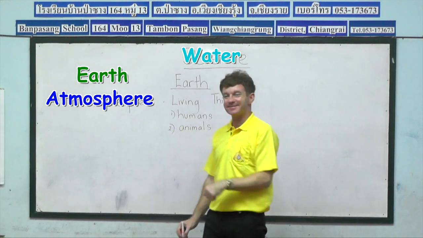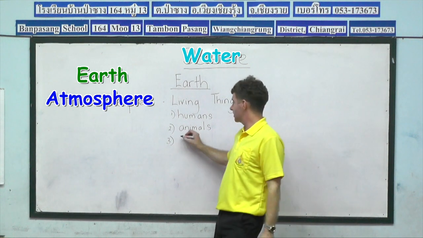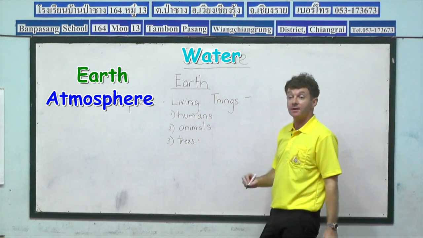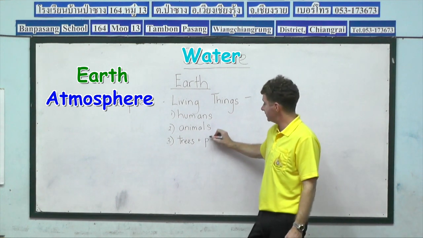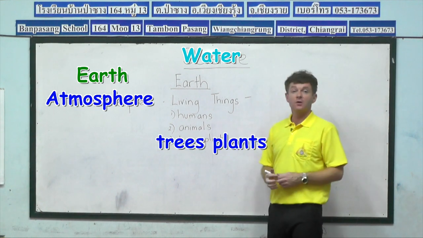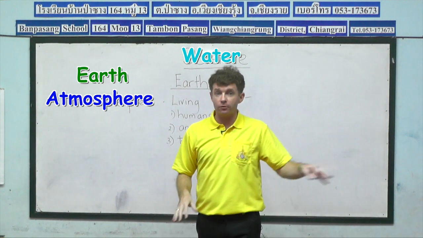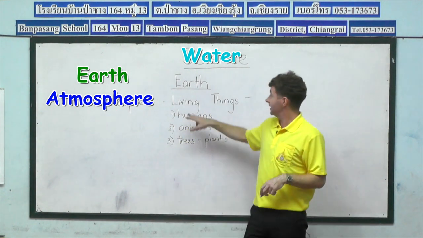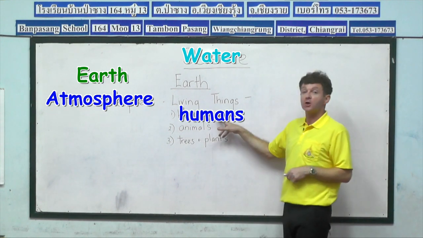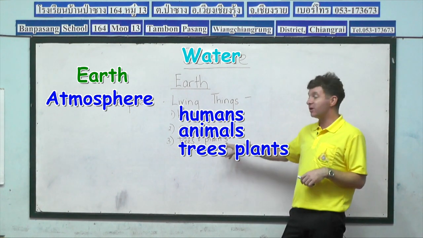Humans, animals, and what was the third thing? Trees and plants. Excellent. Trees, how do we spell trees? T-R-E-E-S and plants. P-L-A-N-T-S. You see, the thing that sets planet Earth different from all the other planets that we know of is living things. Because we have our atmosphere, we have humans, animals, trees and plants.